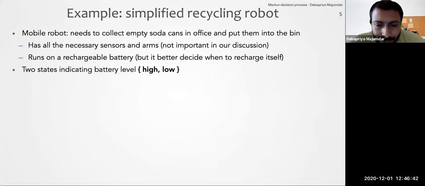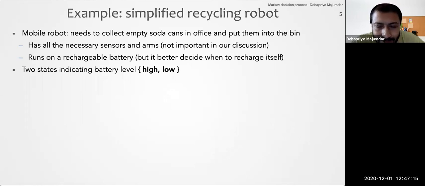Again, since it's simplified, let's say there are two states indicating the battery level. You can already see that if you want to model this completely realistically, then the number of battery levels, the number of states, will be infinite. So we would not have a finite MDP, but you can pretty much approximate it using a finite MDP. So high or low, let's say two states. Instead of high or low, you can have 1 to 10, 0 to 100, or whatever you want.